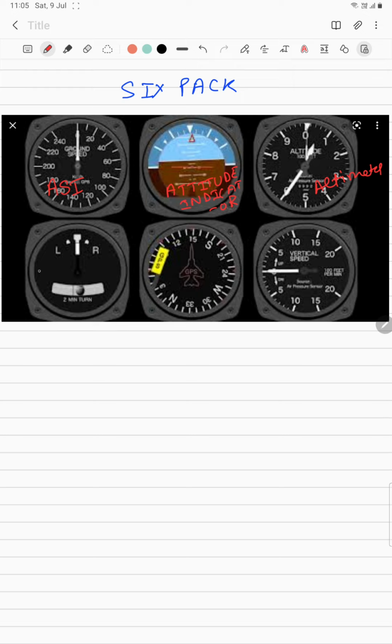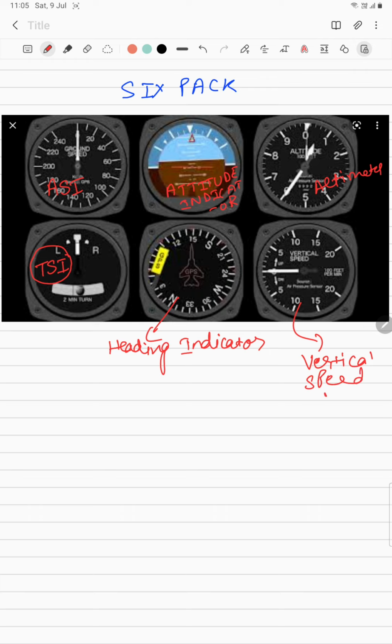Then the next instrument is known as your TSI, which is your turn and slip indicator. Now the fourth instrument is your heading indicator, which shows the heading of the aircraft. And the last instrument, the sixth instrument, is your vertical speed indicator.